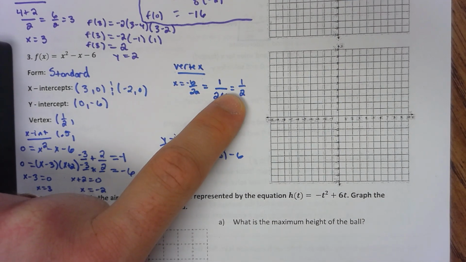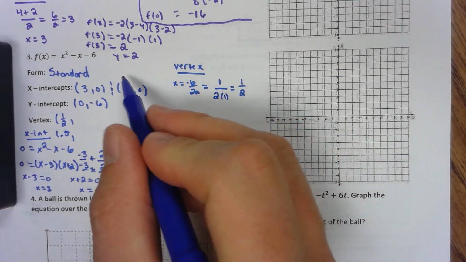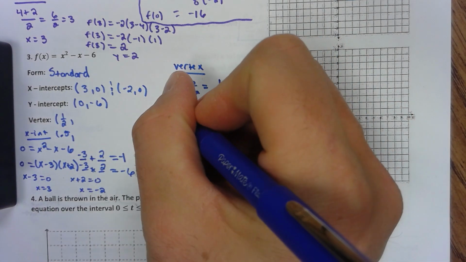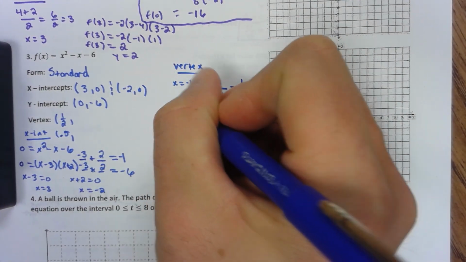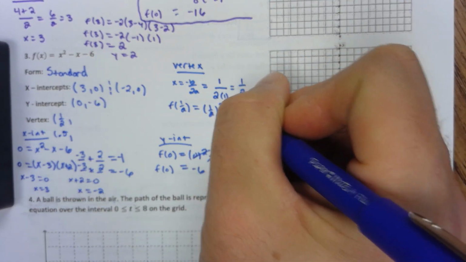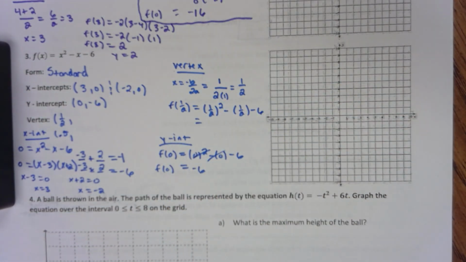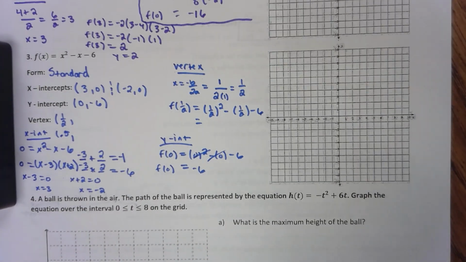All right, so now that I have x, for me to find y, I need to take this value of x and sub it into the equation. So that's telling us to find f of 1/2. So that's 1/2 squared minus 1/2 minus 6. And I'm going to let the calculator do all that work for me. We don't need to go and do all the fraction work by hand.